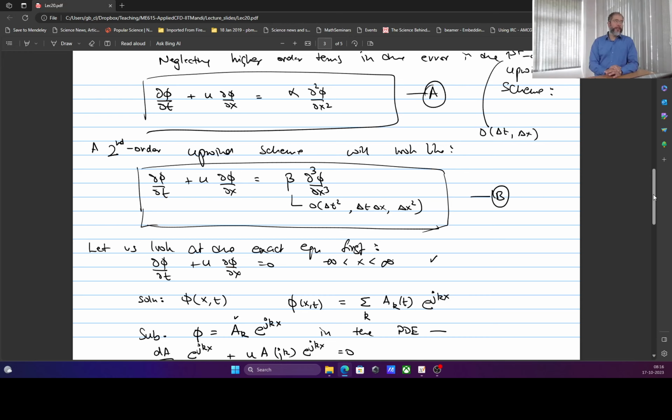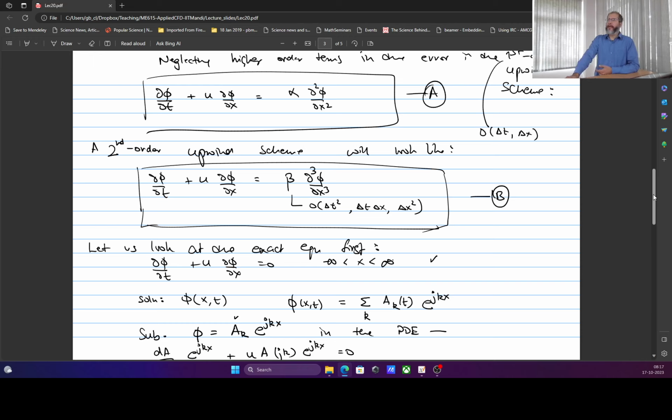If we have a first order upwind equation or those kinds of equations, you'll see the right hand side will have a diffusive leading error term. The coefficient of the leading error term will be the second order gradient of phi with respect to x. So that is like a diffusion term. That is equation number A that you see here.